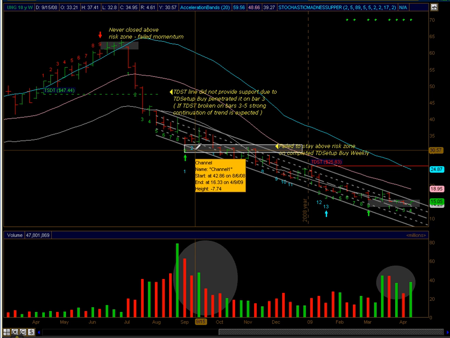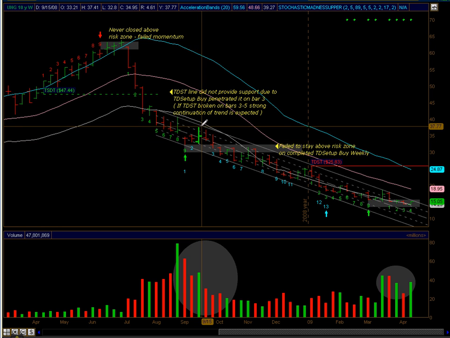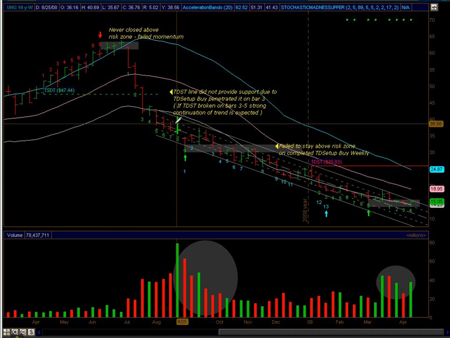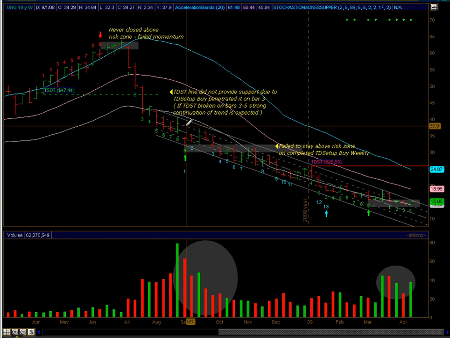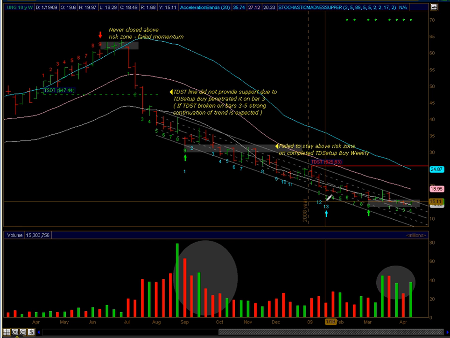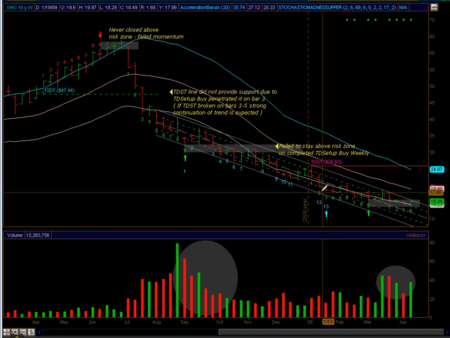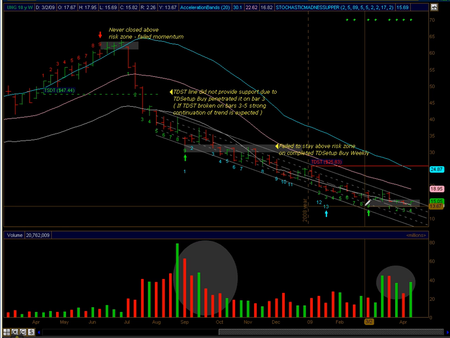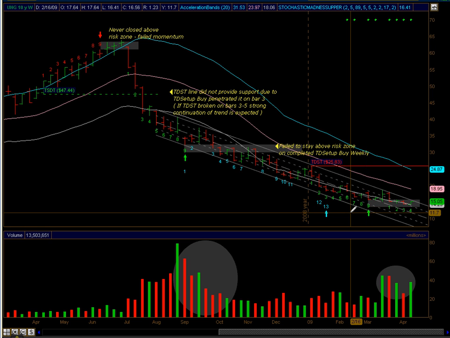UNG formed a channel. It has been in place for quite a while, and if you look at the channel, the price action was mostly in the lower part of the channel. So when the TD sequential buy completed, at the same time you see a TD sequential buy setup was in progress.